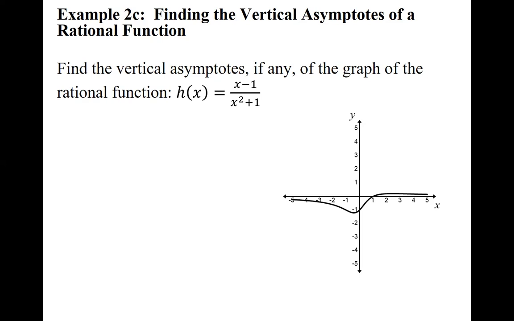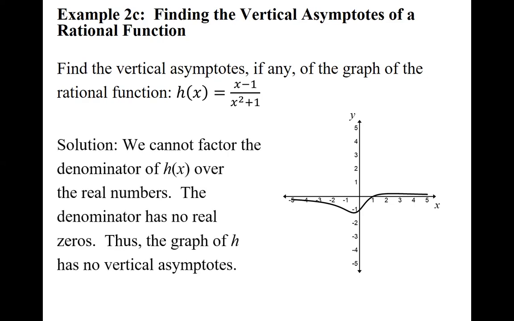So looking at this graph, there are no vertical asymptotes. And that's again because the denominator will never equal 0.